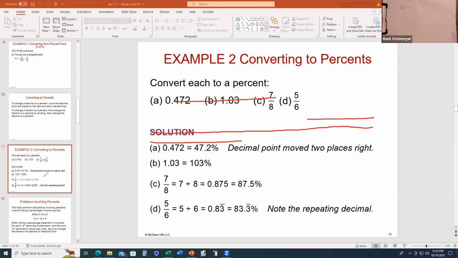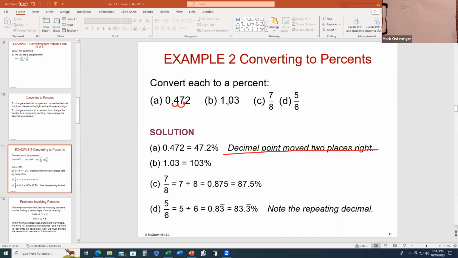So let's see what that entails. They want you to convert each of these to a percent. All right, so how do we convert this decimal, 472 thousandths, into a percent? We shift the decimal point 2 places to the right, and then we add the percent symbol. So this will be 47.2%. Decimal point goes 2 places to the right to change a decimal to a percent.